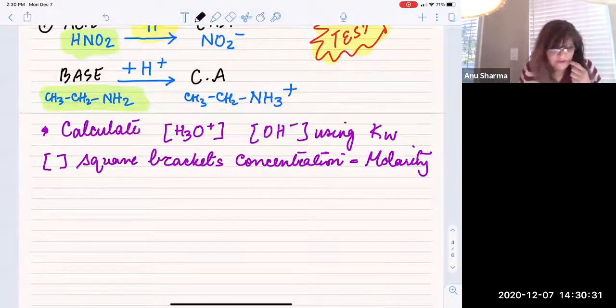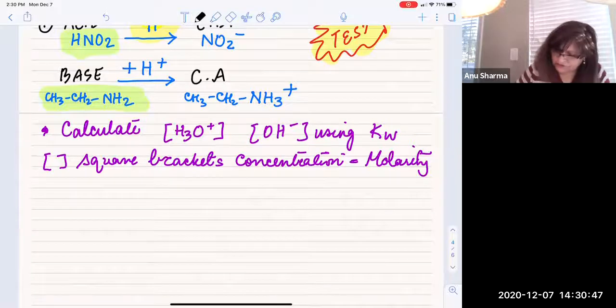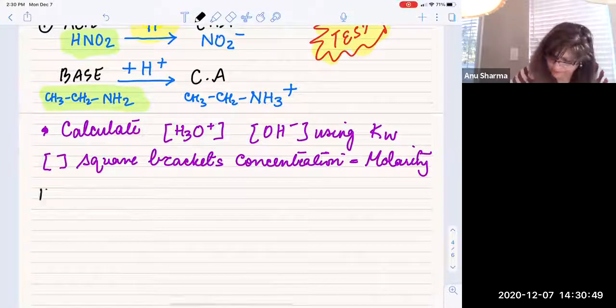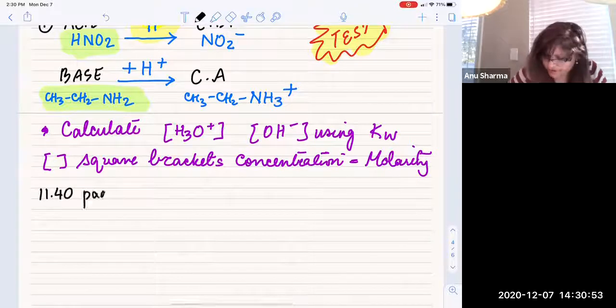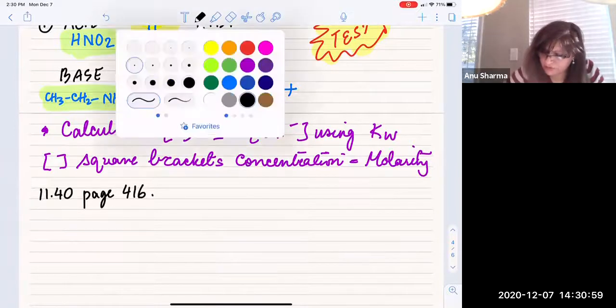Indicate whether each of the following solutions is acidic, basic, or neutral. Okay, that is one type of question. And second is calculate the OH ion concentration, or hydronium ion concentration, of the following. Okay, let's do this one, 11.40, and this is page 416. So you guys are going to do all this with me now.